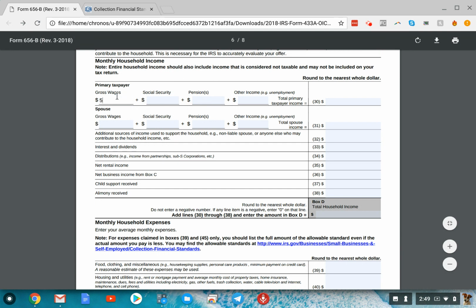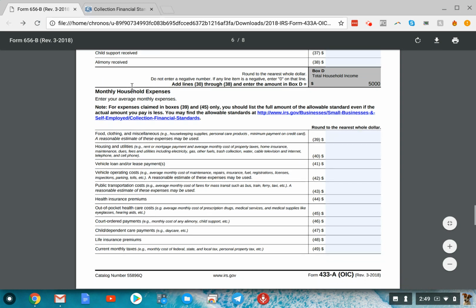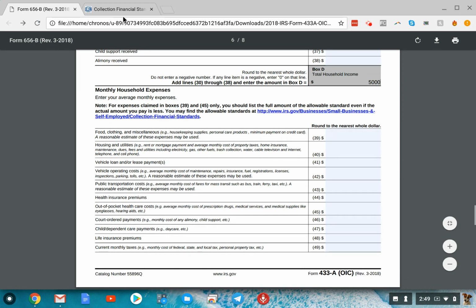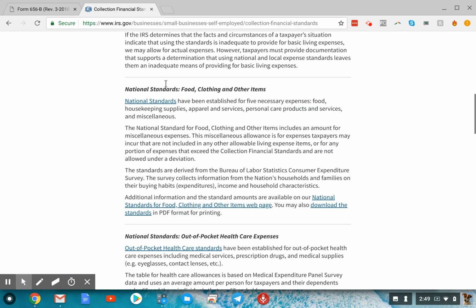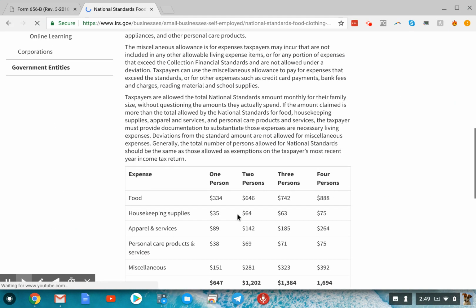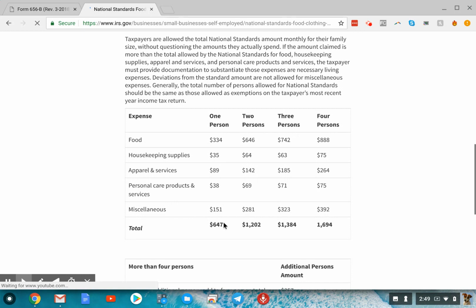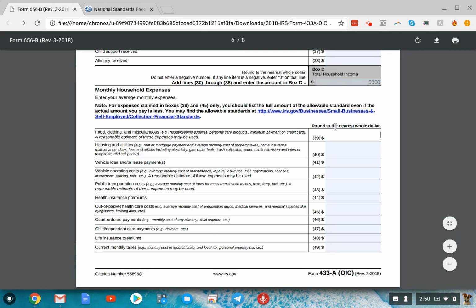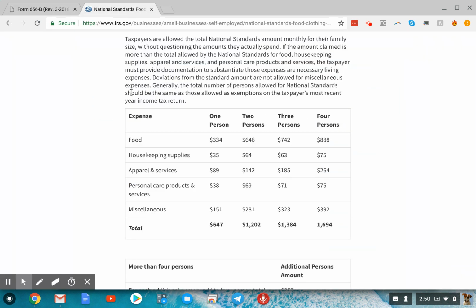So we're just going to go with 5,000 in household income, and then we're going to the standard. So food, clothing, miscellaneous. Let's pretend it's one person living there, just to make it simple. So we're going to go one person, 647. Housing utilities. Let's just do Clark County.